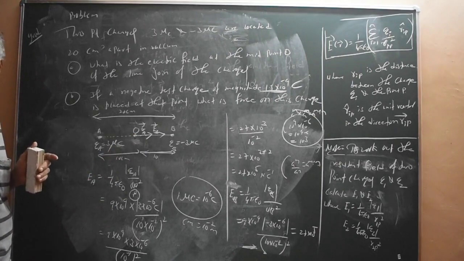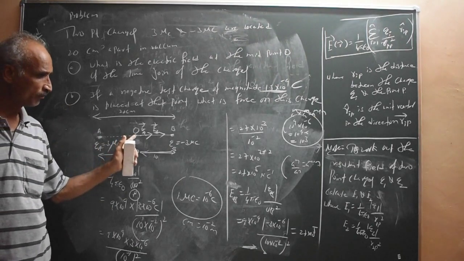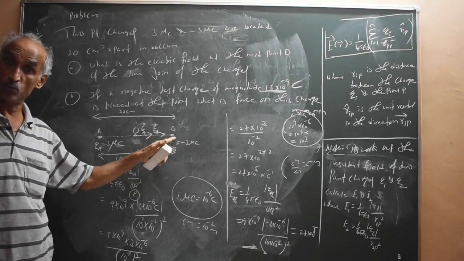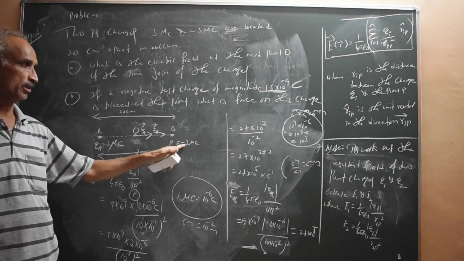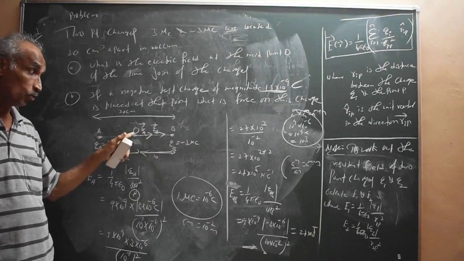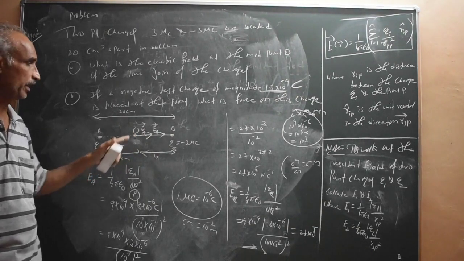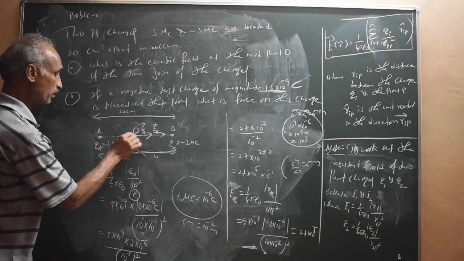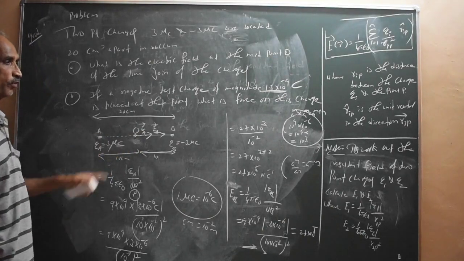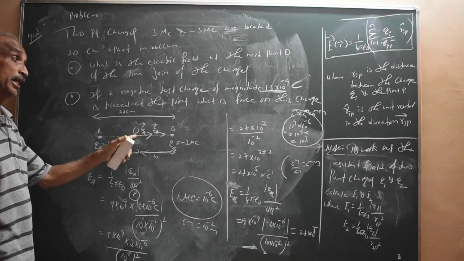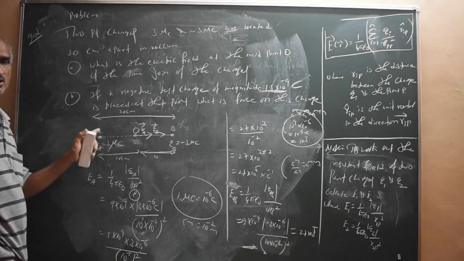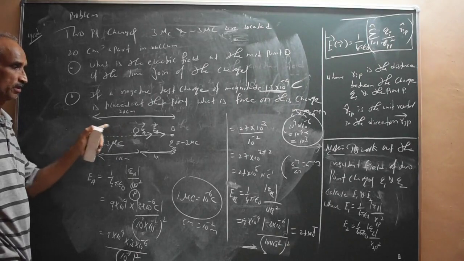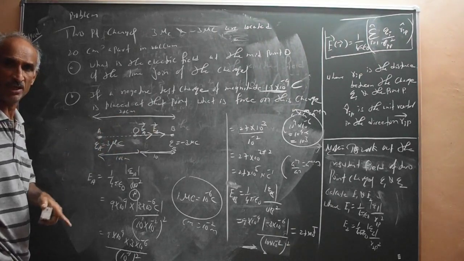Therefore, the direction of EB, the field at the point, is towards the charge B. Why towards the charge? Radially inwards means radially towards the charge. The charge is negative, so the field is radially towards the charge from that particular point. Now QA is positive, therefore its field EA bar is radially outwards, not inwards, away from the charge, along the line joining the charge and the point. Therefore, both are in the same direction.